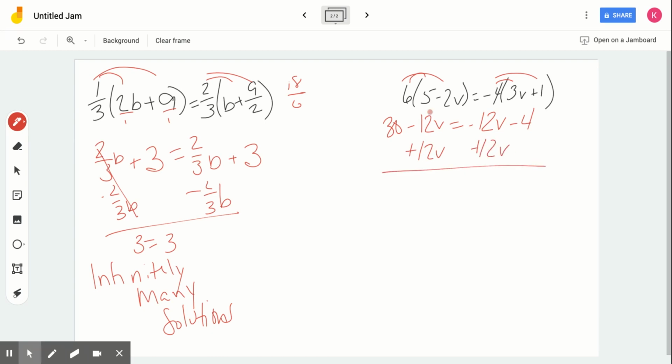And again, there's several different ways you can do this. And as long as you're using your inverse operations correctly, you should come up with the same answer, no matter which method you start with. So here, negative 12v plus 12v will cancel. We're left with 30. Negative 12v plus 12v, again, will cancel, and we're left with negative 4. We should know that 30 does not equal negative 4, so this equation will be no solution. There is no value that would ever make this equation true.